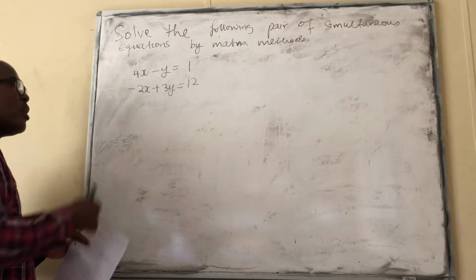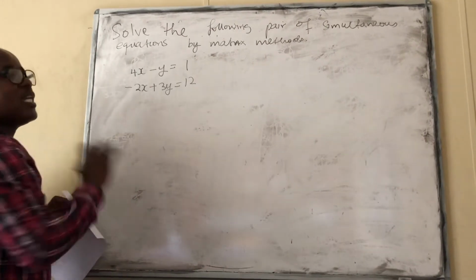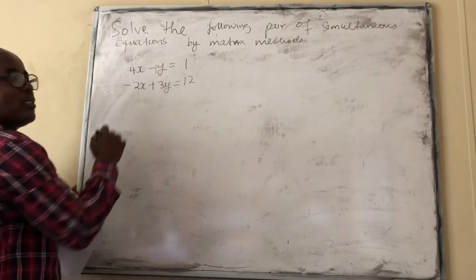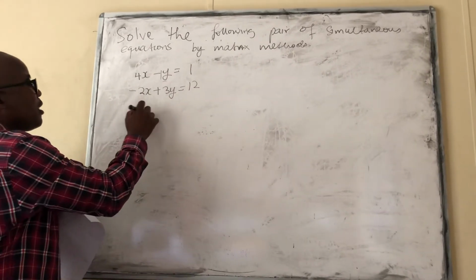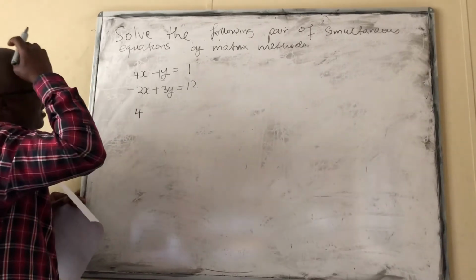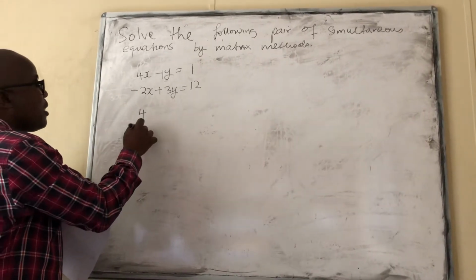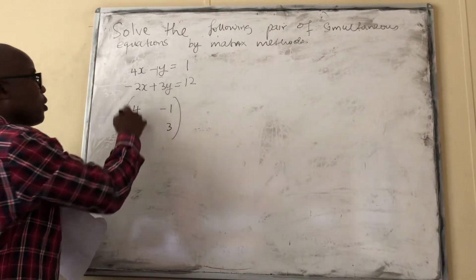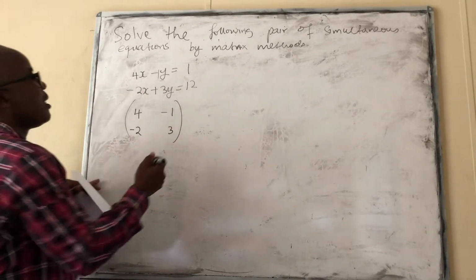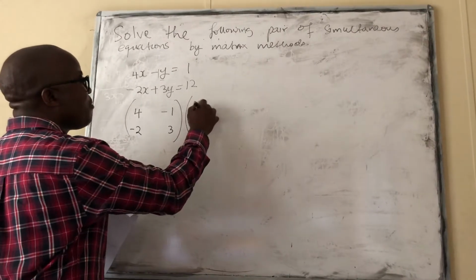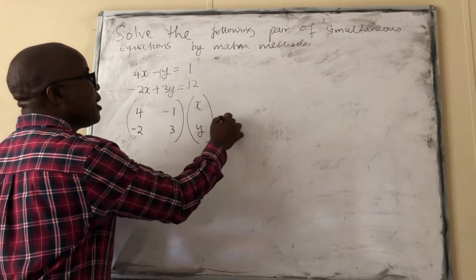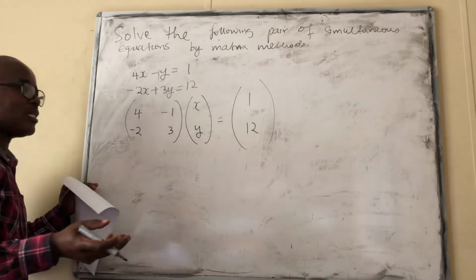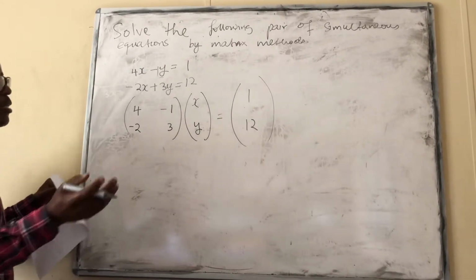Right, so once you have these, you are going to take the coefficients. Where there is no number, it is 1. There is a 1 here. So you take the coefficients, those numbers that are in front of variables. And then this is -2, this is -1, this is 3. You enclose them in matrix form, then you multiply by the variable matrix x, y equals 1, 12. The numbers on the right side, the constants, form a matrix on the right side.